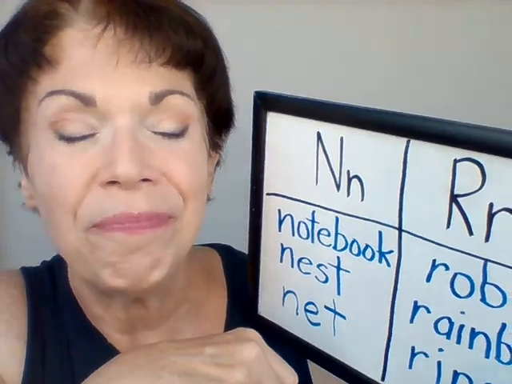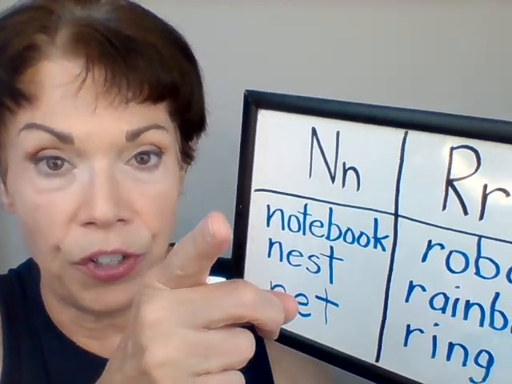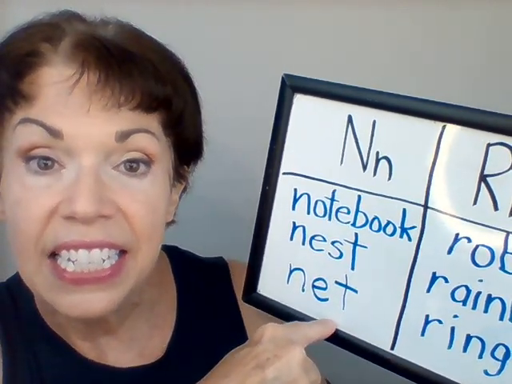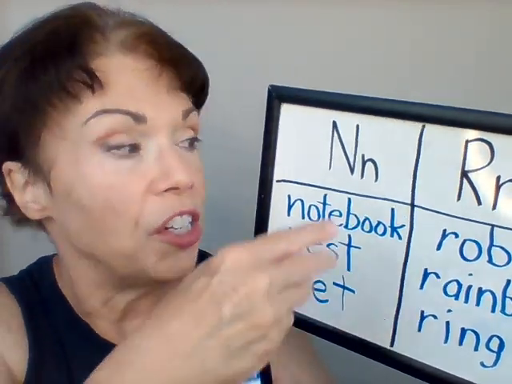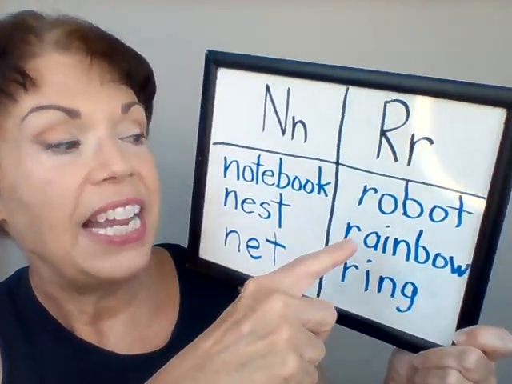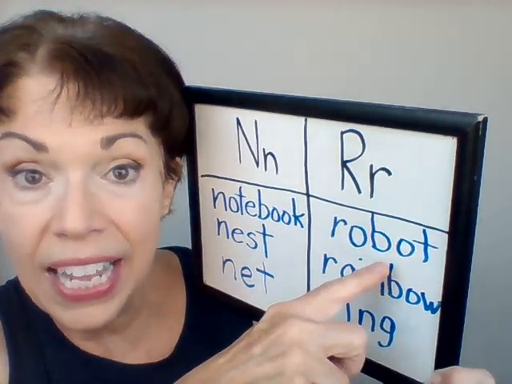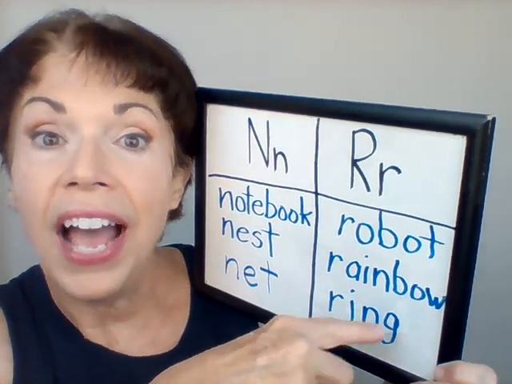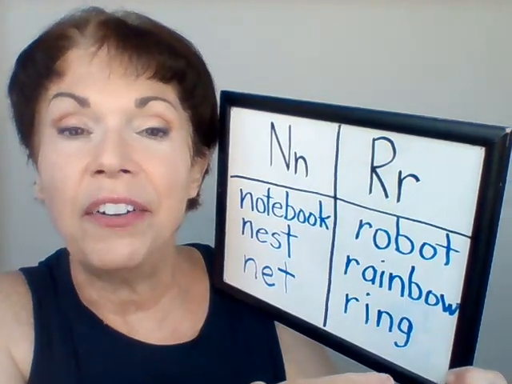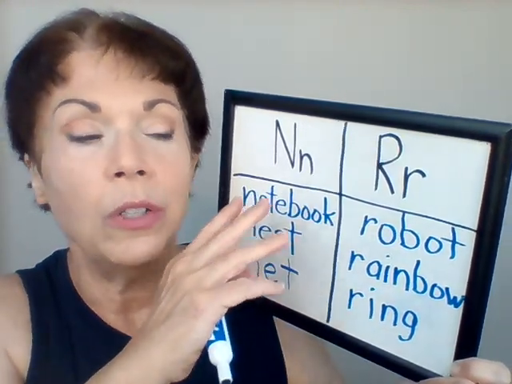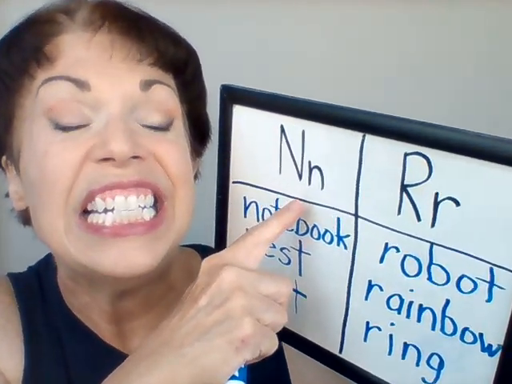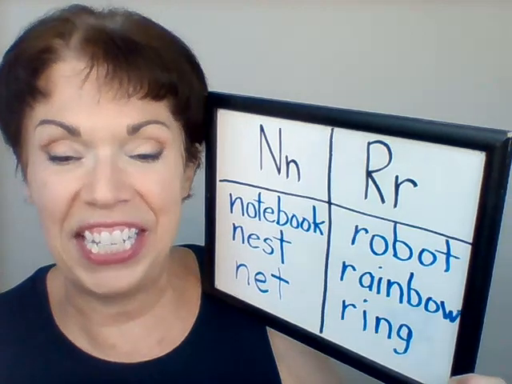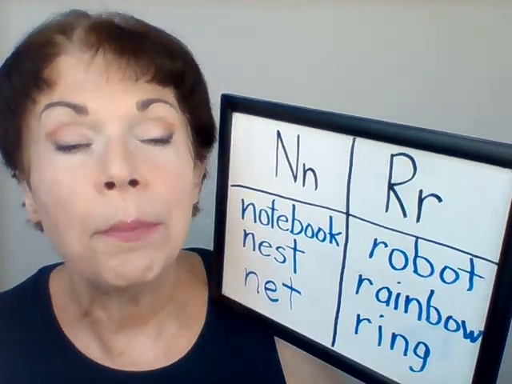Will you say them with me? Good. Let's say the N words first. Ready, set, go. Say notebook, nest, net. 1, 2, 3. I have 3 words on this side of my graph. Now let's say our R words. Robot, rainbow, ring. 1, 2, 3. I have three words on this side of my graph. Both sides are equal. Three words that start with the N sound and three words that start with the R sound. That's called sorting by beginning sound.